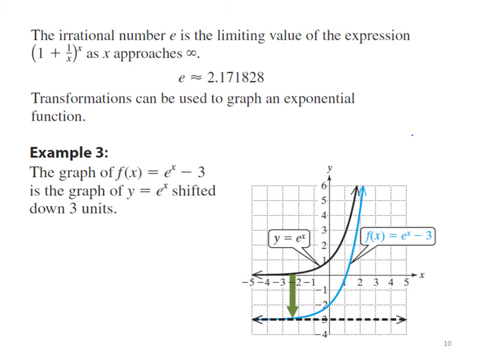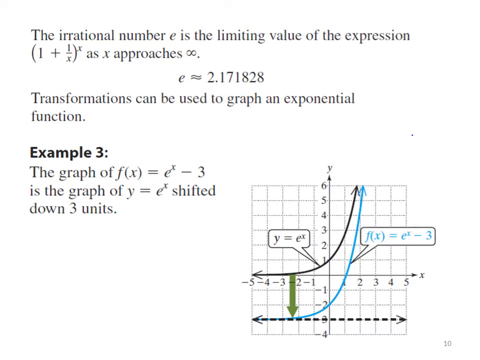We can use e as a base. e is larger than 1, so that will be an increasing function. You can have a function where part of the function is the exponential function. For example, f of x equals e to the x minus 3. You can start with y equals e to the x, which is in the graph. This is the function in brown. It does go through the point 0, 1.